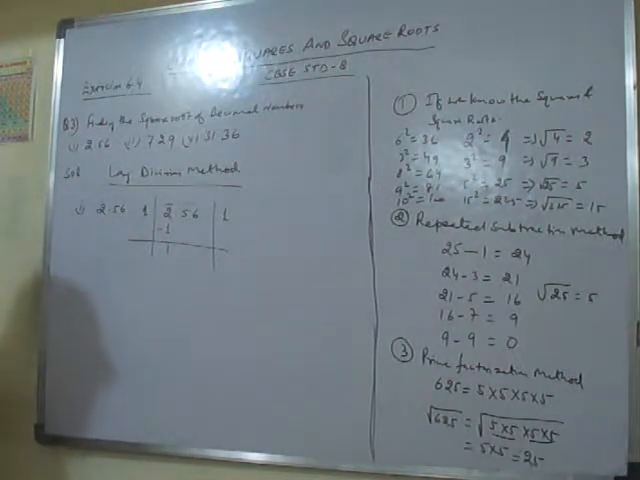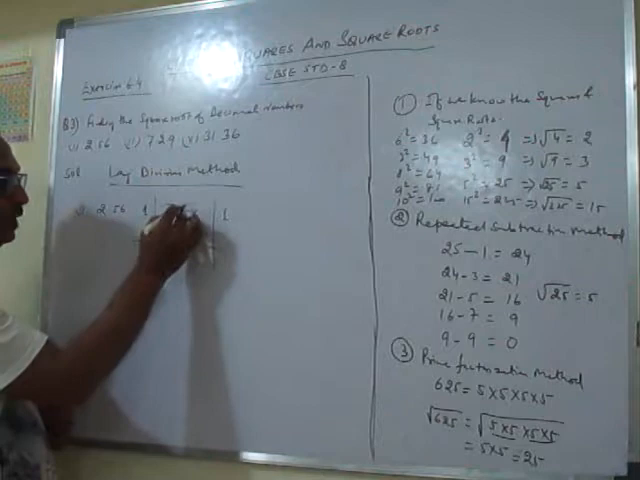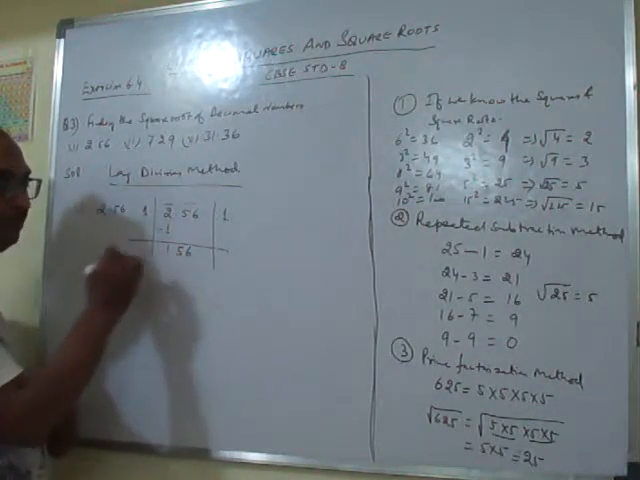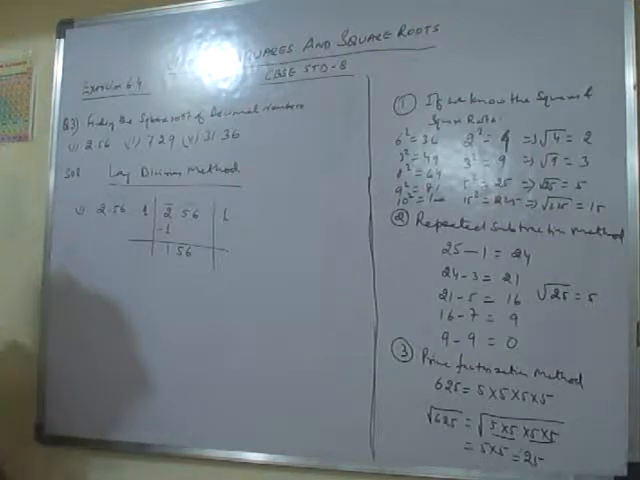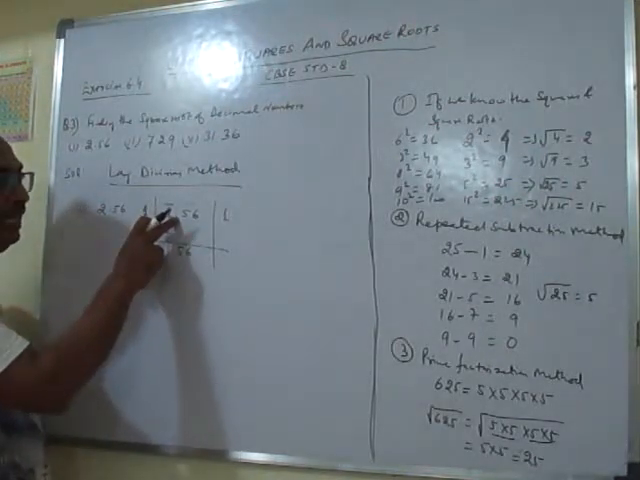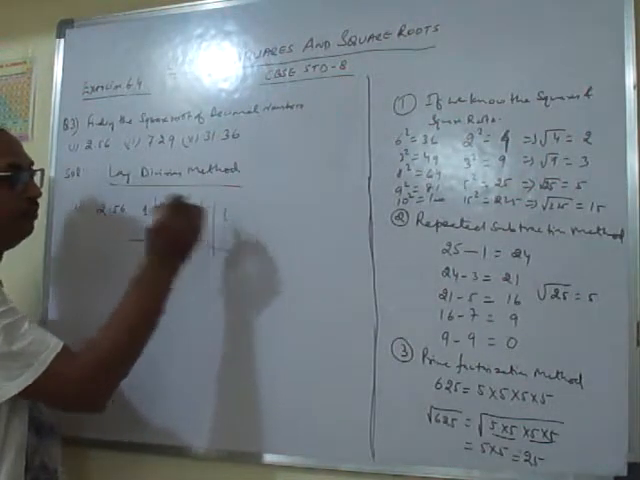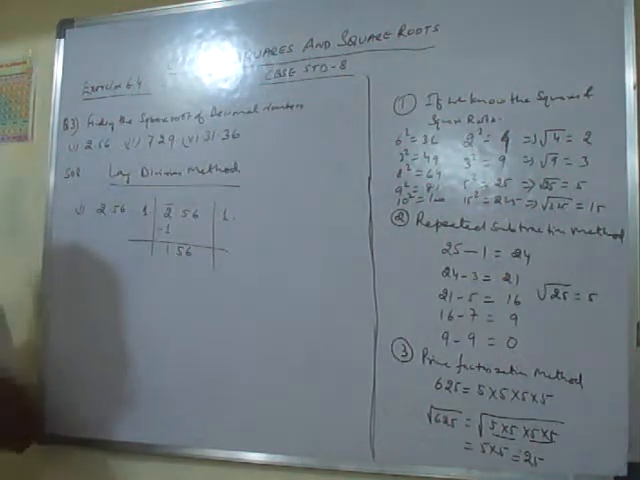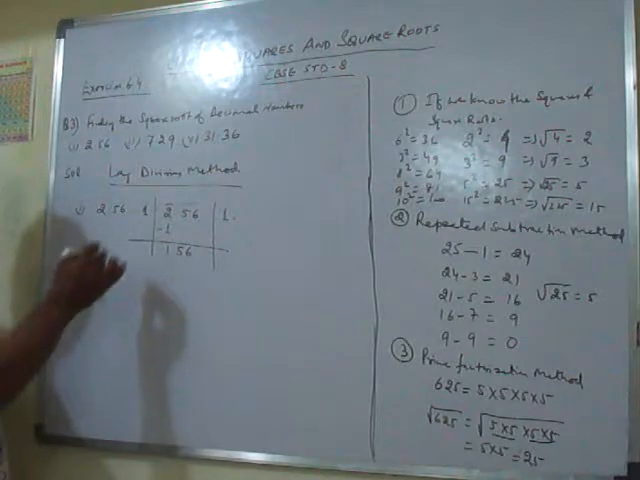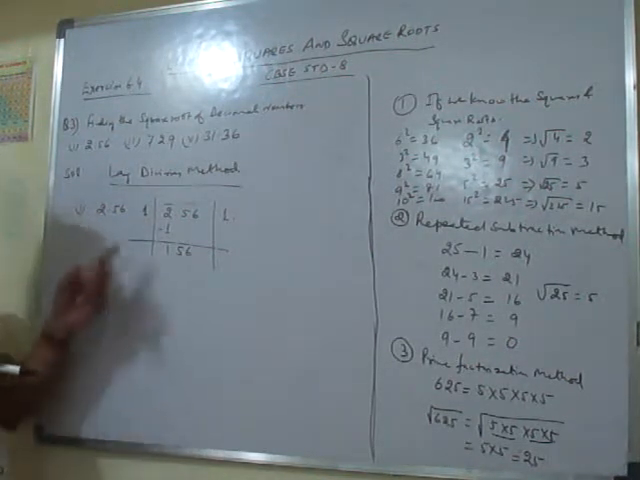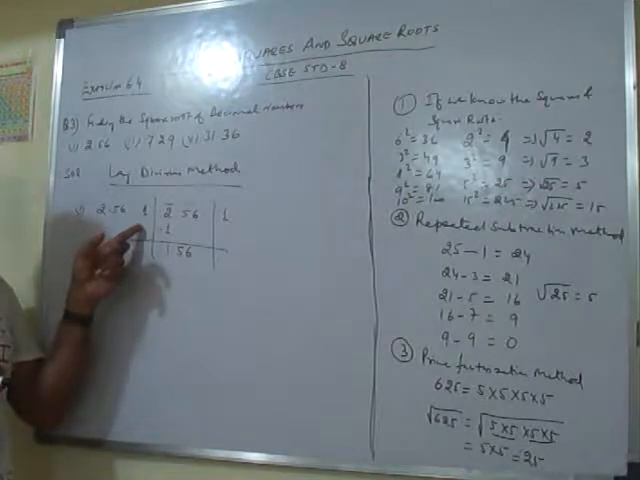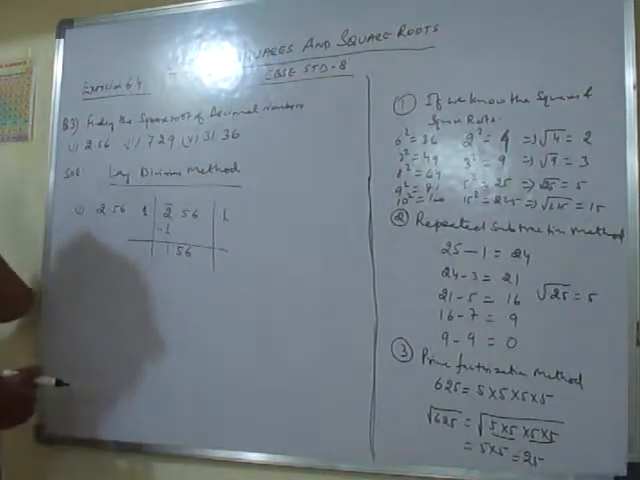Now as the decimal is here, the 5, 6 will come down automatically. Now as the decimal is here, here also the decimal will come. Right. Now in this case, 1 is there.